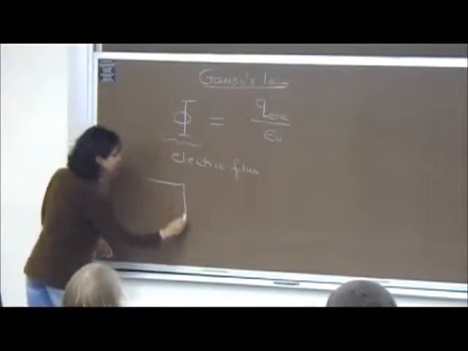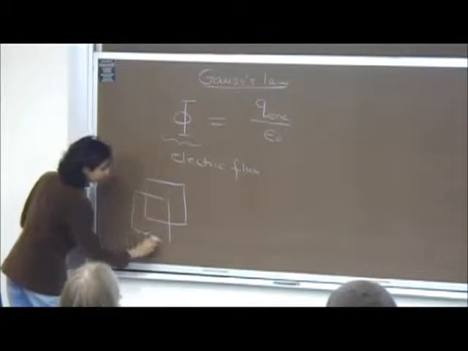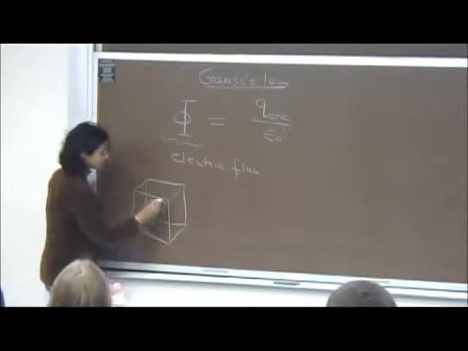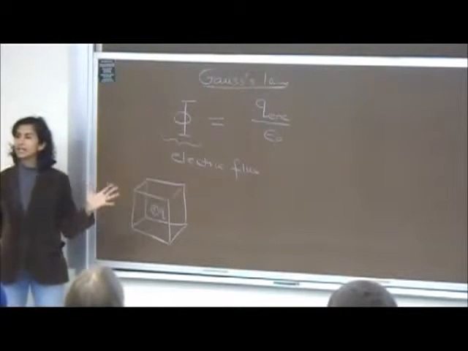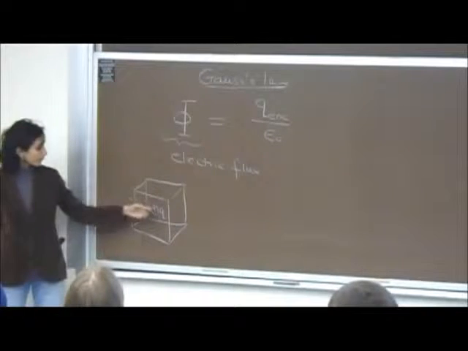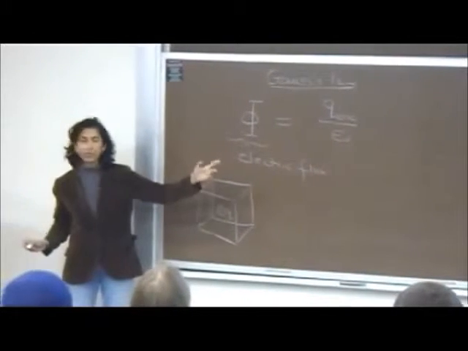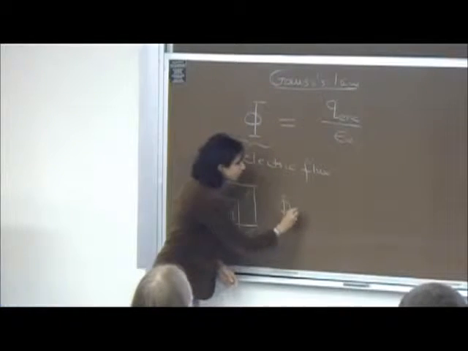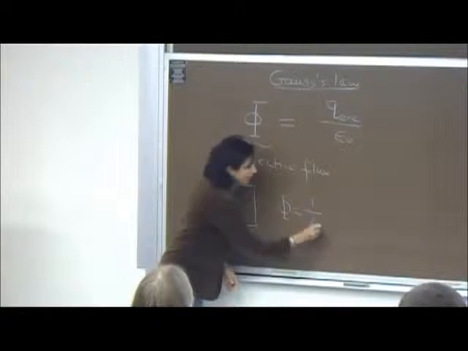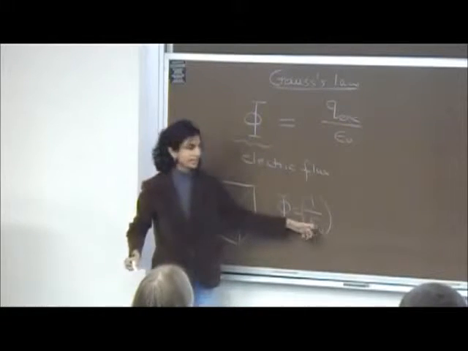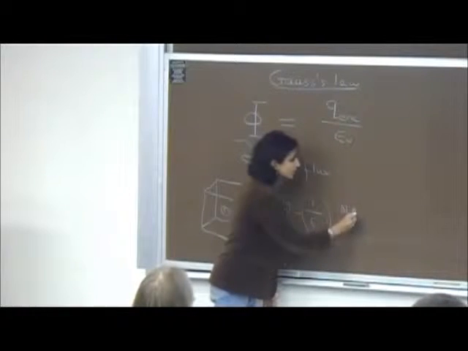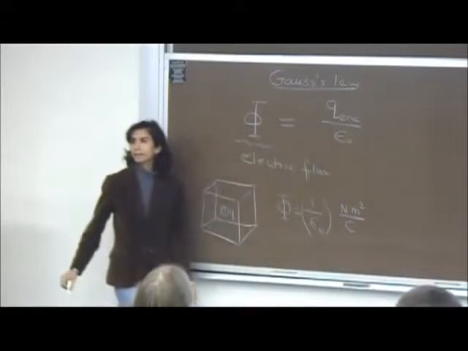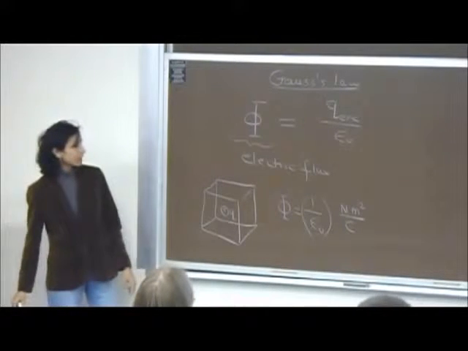So suppose you have a cube and you have some point charge sitting at the center here, what is the total flux through all sides of the cube? Will it be q over epsilon 0? It will be. And so in this case, if it's 1 coulomb, then the flux will be 1 coulomb divided by epsilon 0, and if you put epsilon 0 in SI unit, the unit will be Newton meter square per coulomb, right? This is the flux.